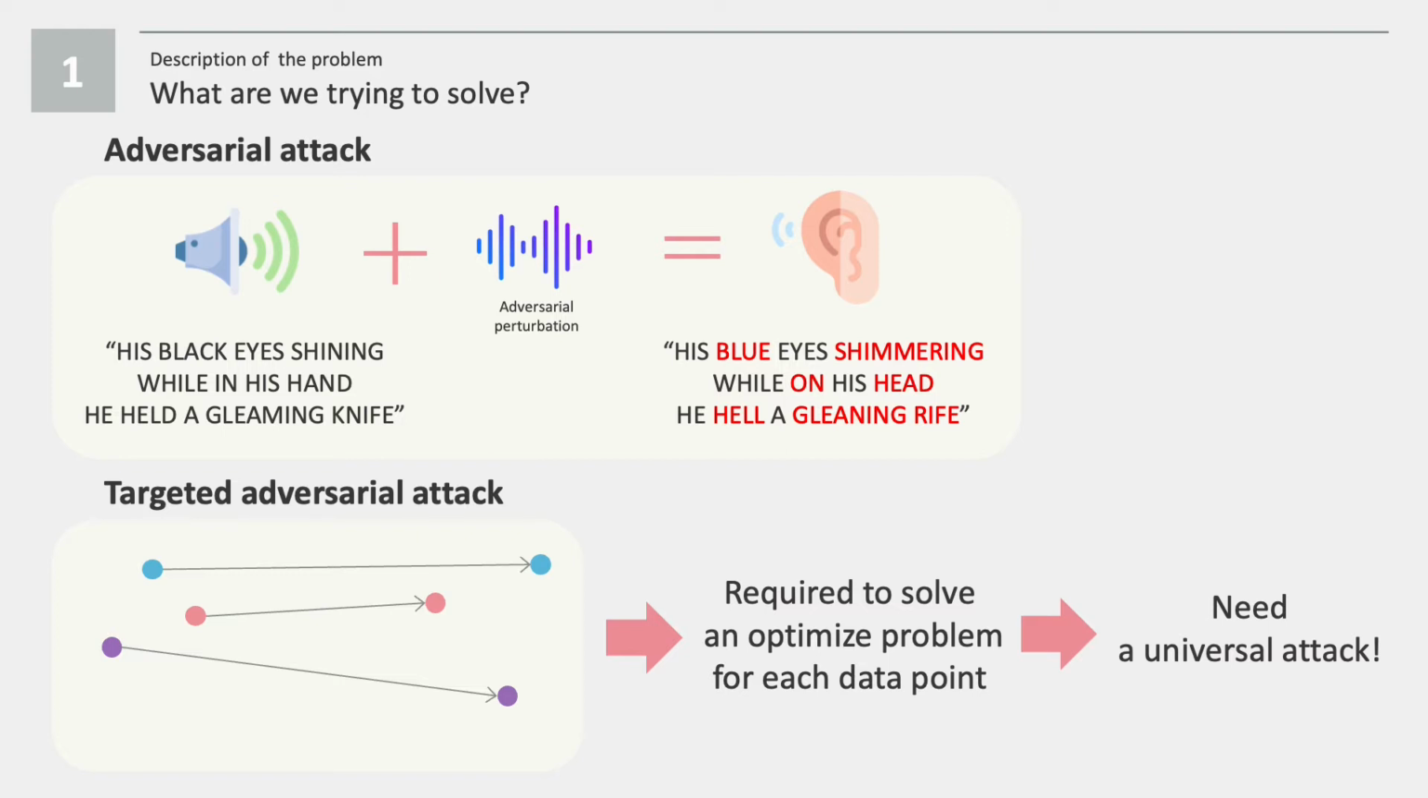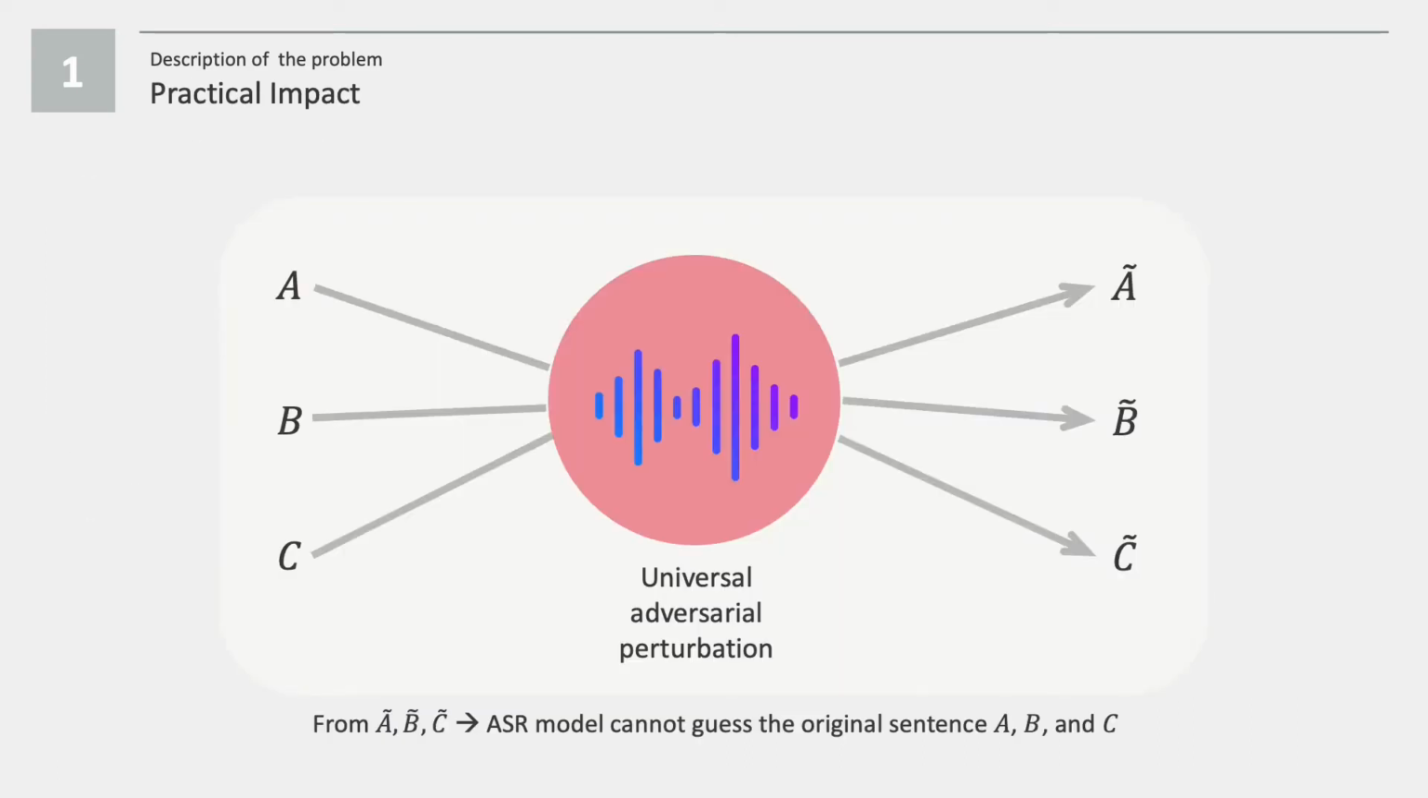Developing a method for generating universal attack is our main problem. We offer a method to generate a universal perturbation which can be added to all the data points from the same distribution. If we add a universal perturbation on A, B, and C, then the ASR model perceives them as changed ones. And from those, the ASR model cannot guess the original sentence.